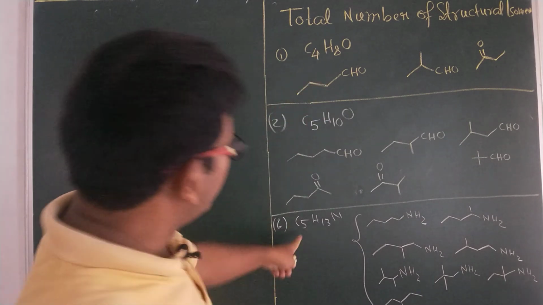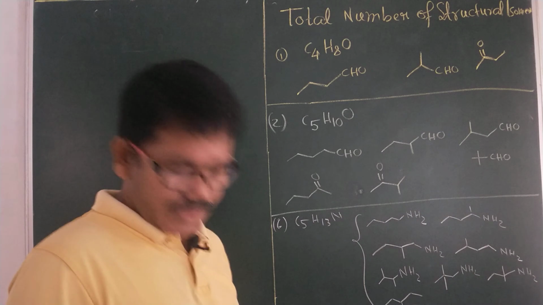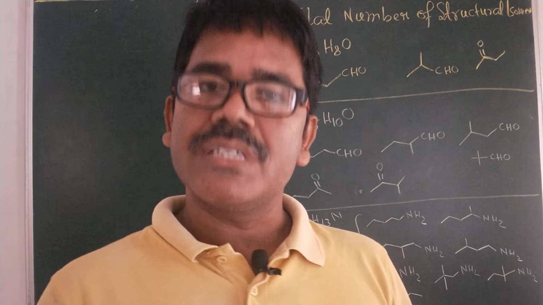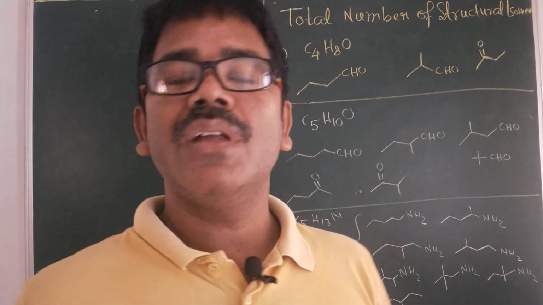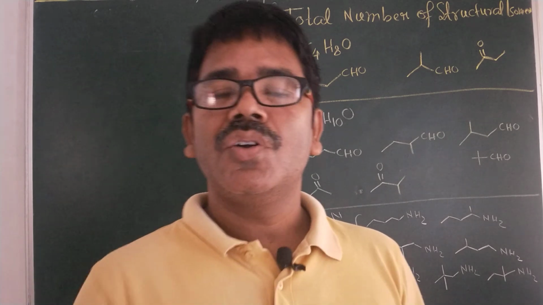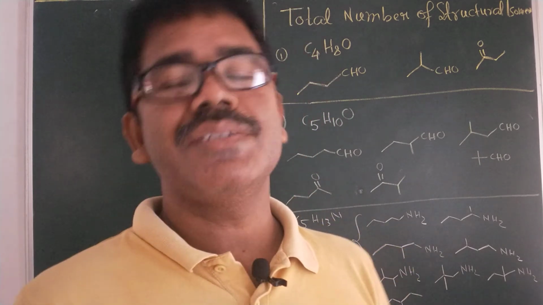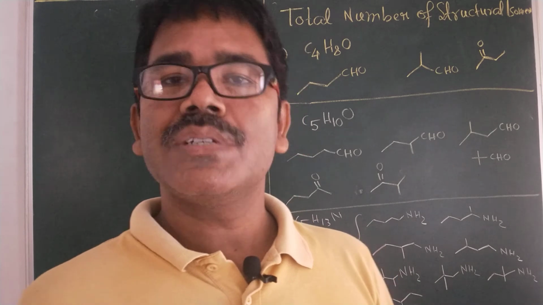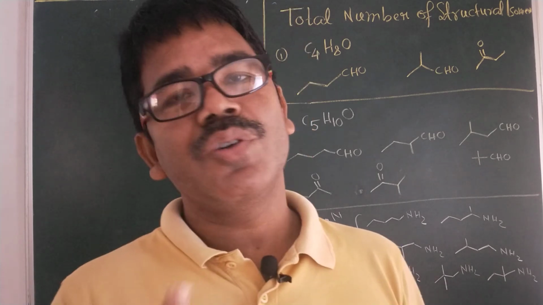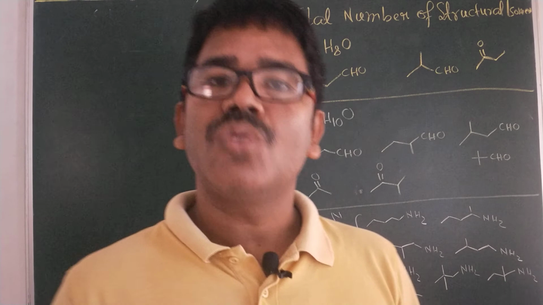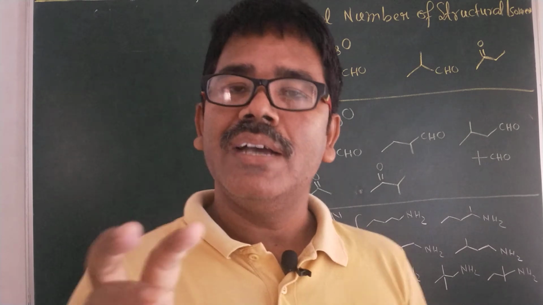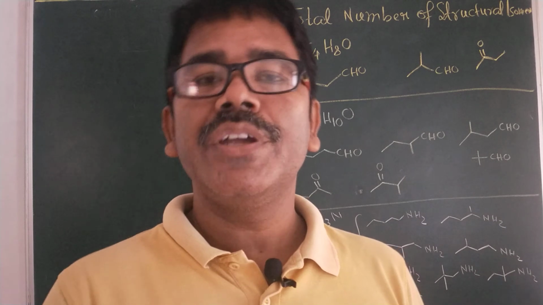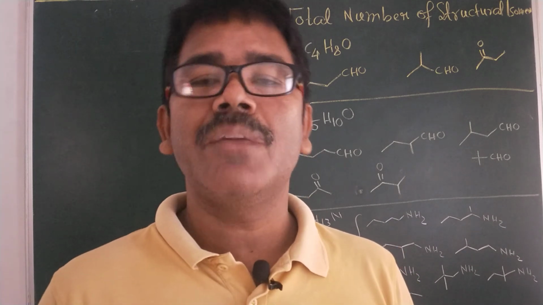Similarly, they can give a formula like C5H13N. The question can ask the total number of primary amines possible for the given formula, or the total number of possible secondary amines, or tertiary amines, or the total number of possible isomers for this formula, including primary, secondary as well as tertiary amines.